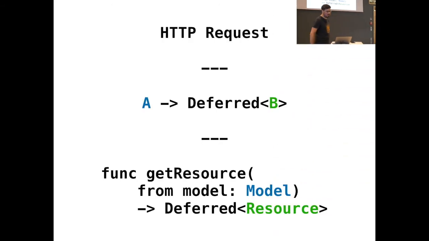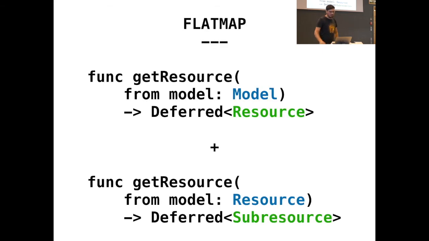And this is the classic use case for an HTTP request. That's the generic function A to deferred B. A is the model, and B is the resource. Flat mapping a deferred basically means that if I have a second function that takes as model the previous resource, I can just chain these two things. I can concatenate the functions, and if these are HTTP requests, for example, when the first finishes, the second will start.